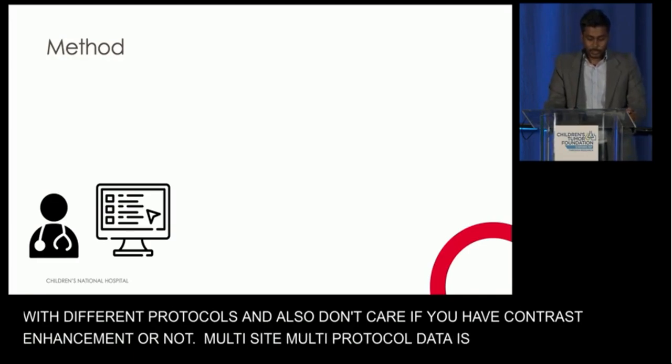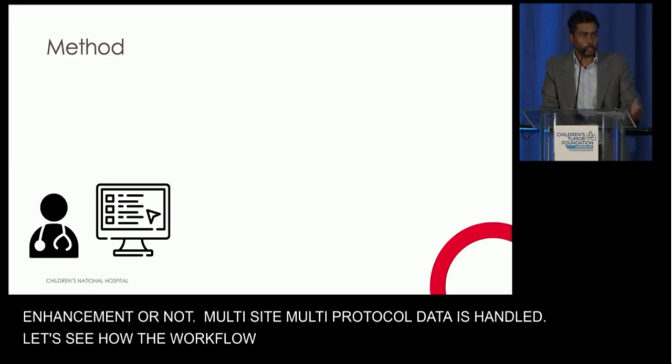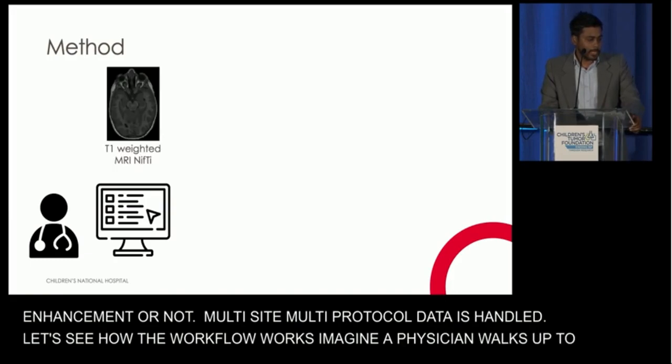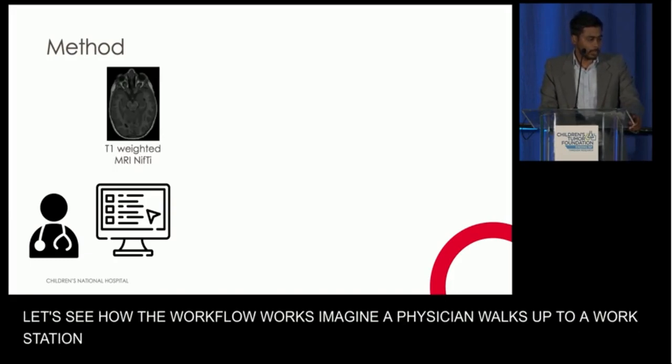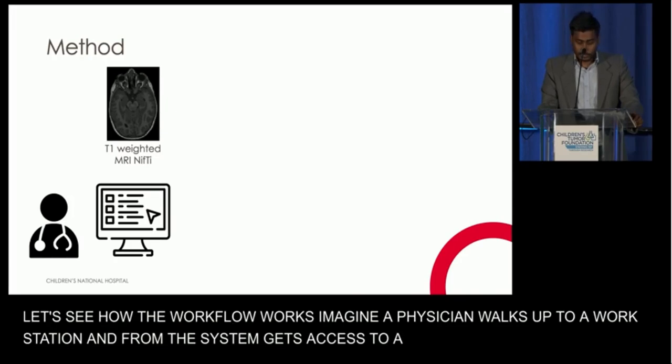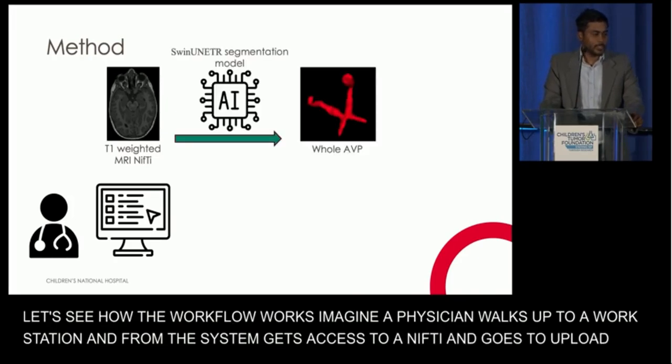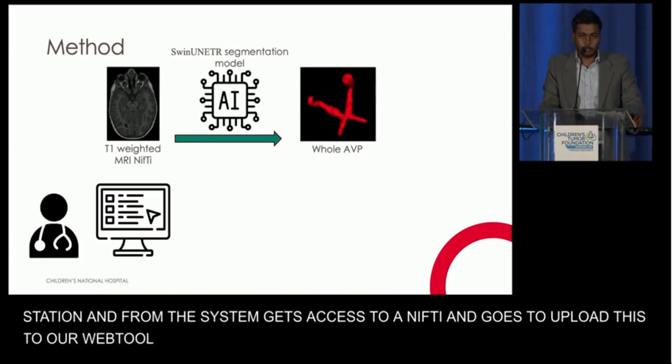Let us see how the workflow works. Imagine a physician just walks up to his workstation and from the PACS system gets access to a T1-weighted MRI NIfTI. He then goes on to upload this NIfTI onto our web tool, which uses a Swin UNETR-based segmentation model, which is a deep learning model that gives us the whole OPG.